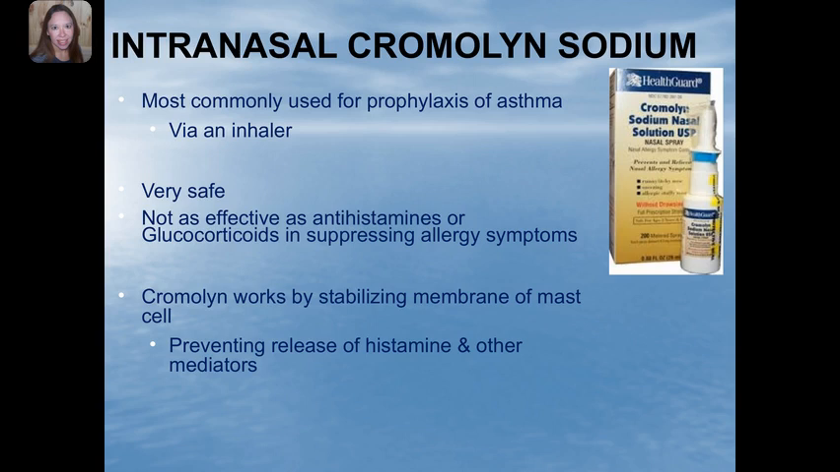How exactly is the medication going to work then? Well, it is working directly on the mast cell itself, and it's going to be helping to prevent the release of histamine and those other mediators that we see in the inflammatory response. We aren't seeing the intranasal cromolyn being used nearly as often for allergic rhinitis. We are seeing it used more commonly with our asthmatic patients, and they're using it prophylactically for asthma, and it's given via inhaler for asthma.